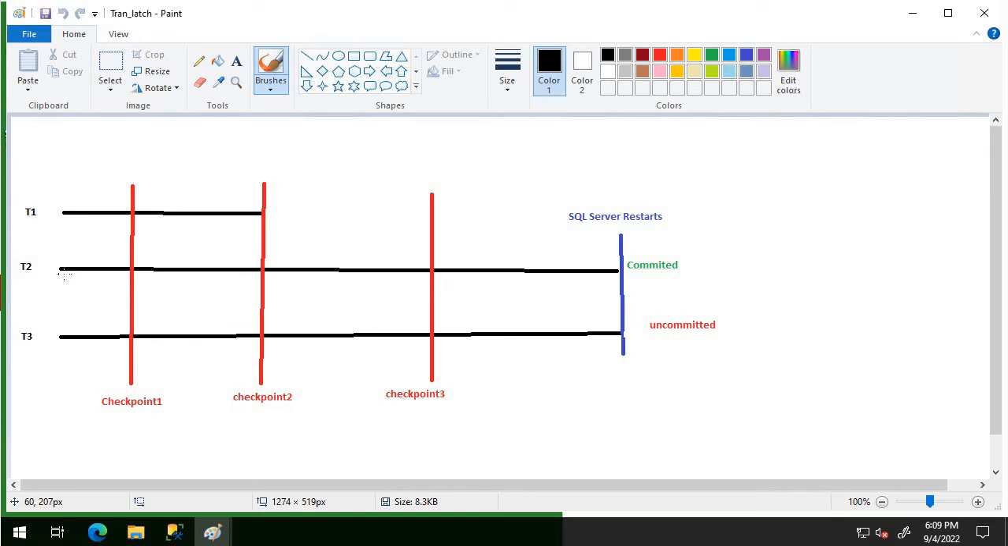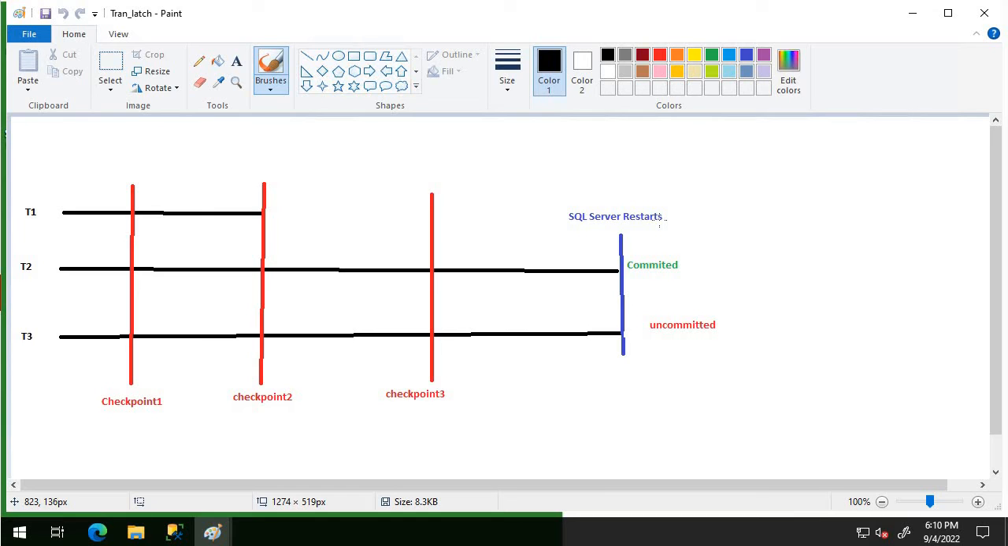And transaction 2 has completed and committed at this point in time, but the last checkpoint, checkpoint 3, has happened here. And as far as transaction 3 is concerned, it is basically running, and what we can see is that even after checkpoint 3, this transaction has not completed. So that's the reason we have mentioned it here as uncommitted. So let's consider at this point in time, SQL Server restarts.